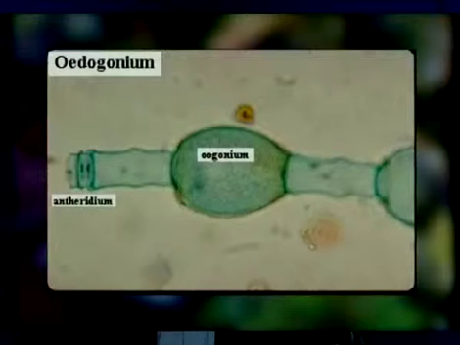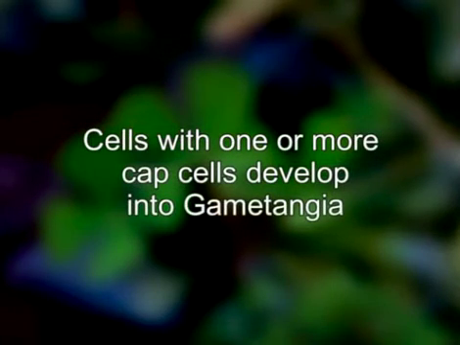In Oedogonium, it is a distinctly advanced type of oogamy. The sexual reproduction in Oedogonium is by the formation of special reproductive organs, that is antheridia and oogonia. These antheridia and oogonia are developed by special cells of the filament. So not all the cells of the filament produce antheridia and oogonia, but certain specialized cells, usually having one or more cap cells at their apical ends, develop into the gametangia.